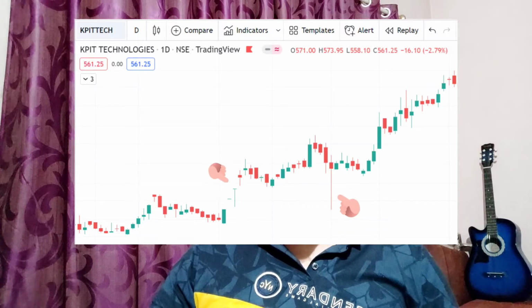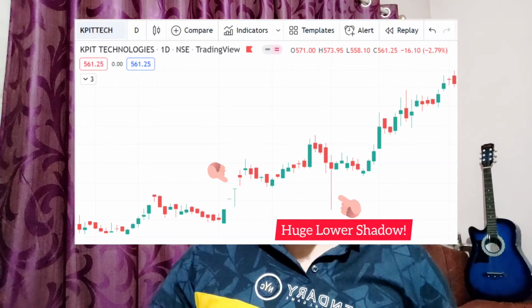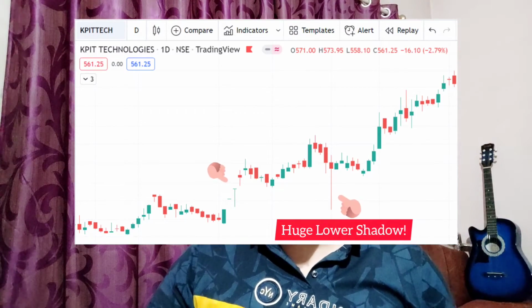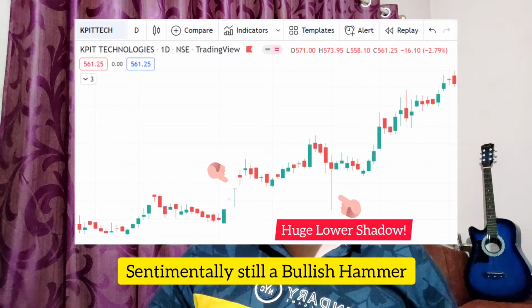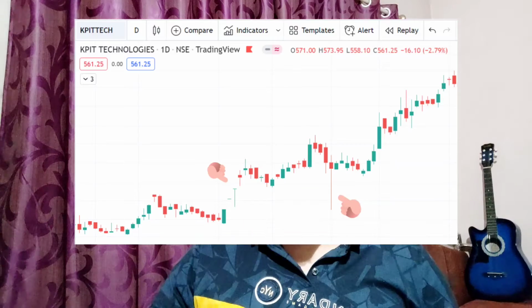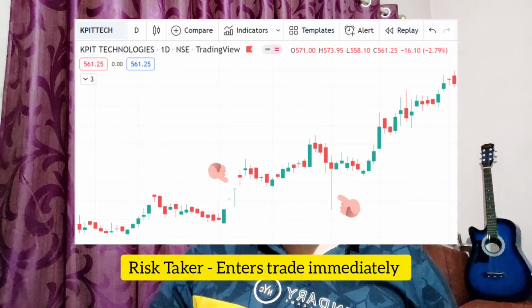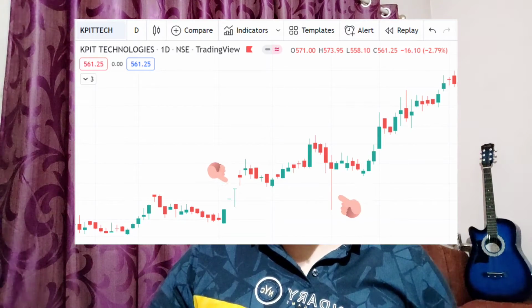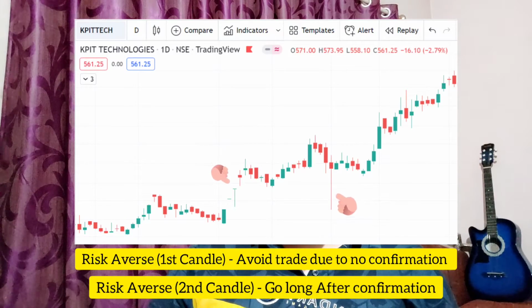So remember flexibility. Even though there is a small upper shadow, just look at the huge lower shadow. It is almost 5 times the real body and at least 3 times longer than the upper shadow and the real body combined. So sentimentally, this is still a bullish hammer. Now as per the risk appetite, a risk taker would take the trade as soon as the hammer is formed. But a risk averse trader would still wait for the next confirmation and only then initiate the trade. So what do you think a risk averse trader might have done? For the first candle, he might have avoided the trade, but on the second candle, as soon as he got the confirmation, he would have gone long.